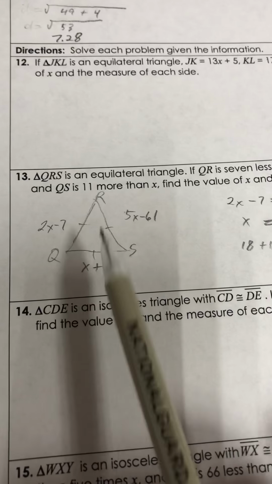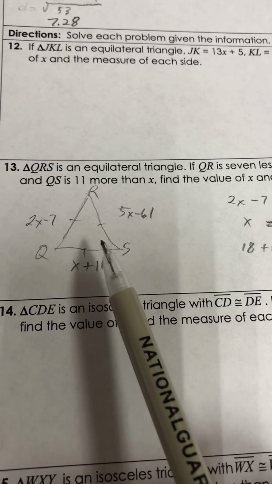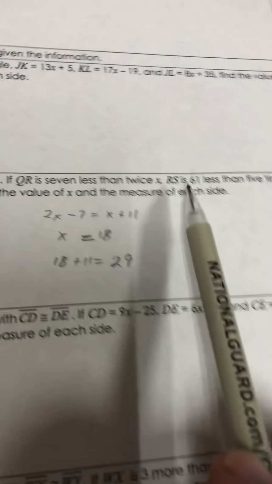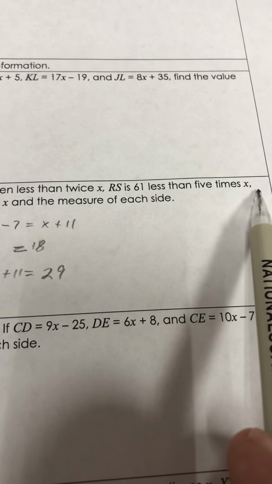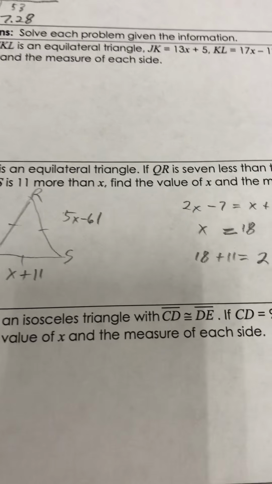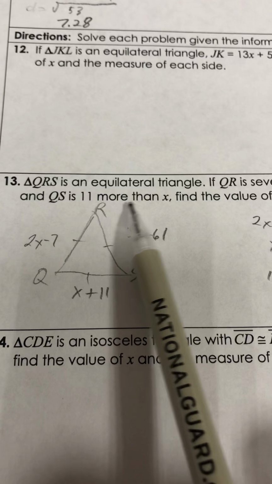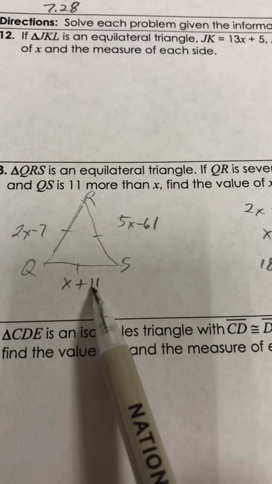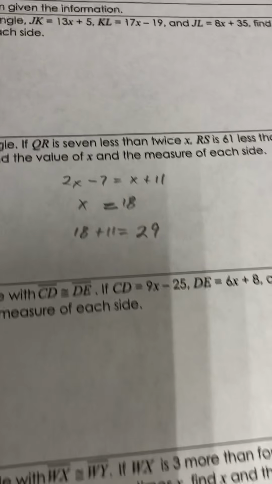First, I drew an equilateral triangle. It's good to have a little something to look at. RS is 61 less than 5 times x. And QS is 11 more than x. Find the value of x and the measure of each side.